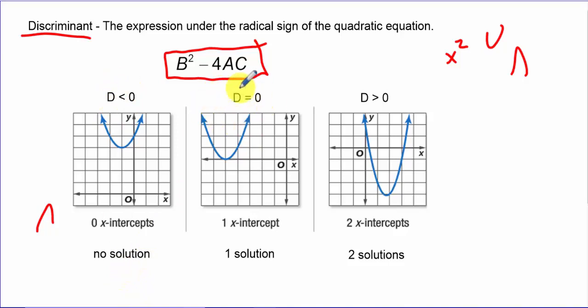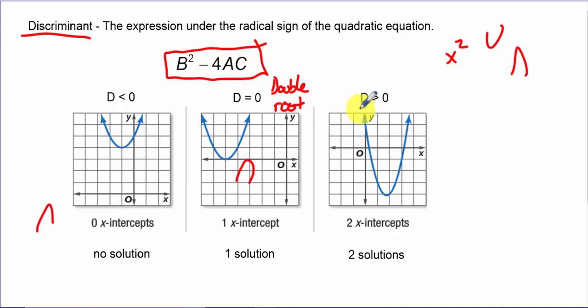When the discriminant is equal to 0, that means that parabola only touches in one place. Again, it doesn't have to be like that. It could be something like this. But it only touches in one place, so that means you'll have only one root. And if it is like this, they call this a double root. And it will only have one intercept.